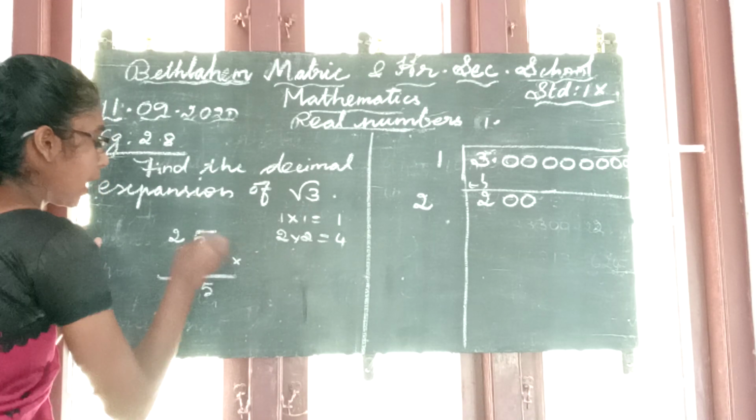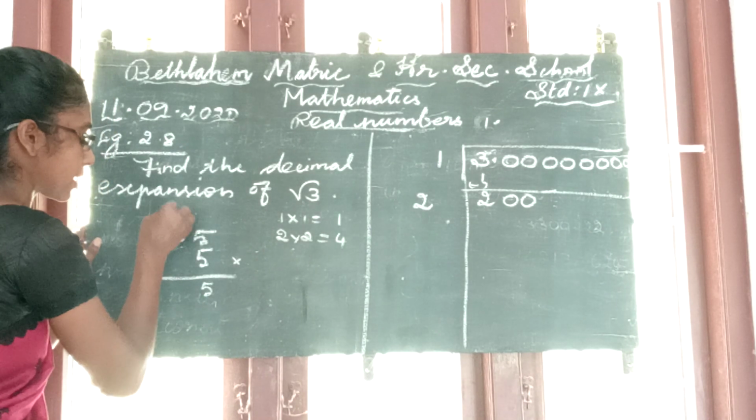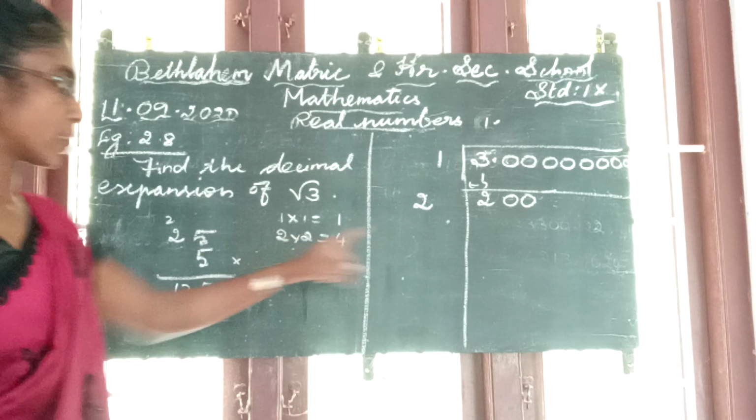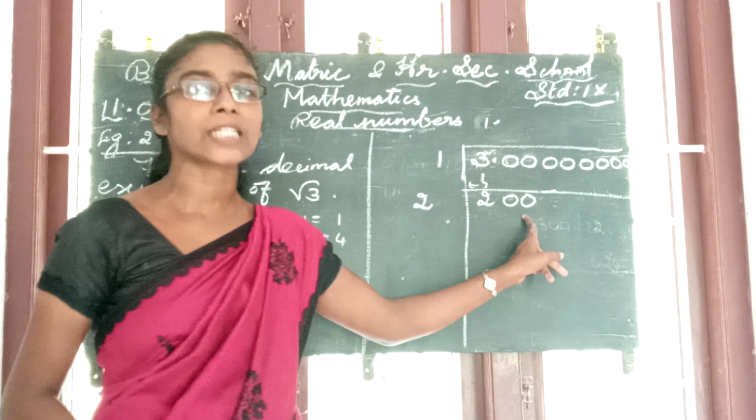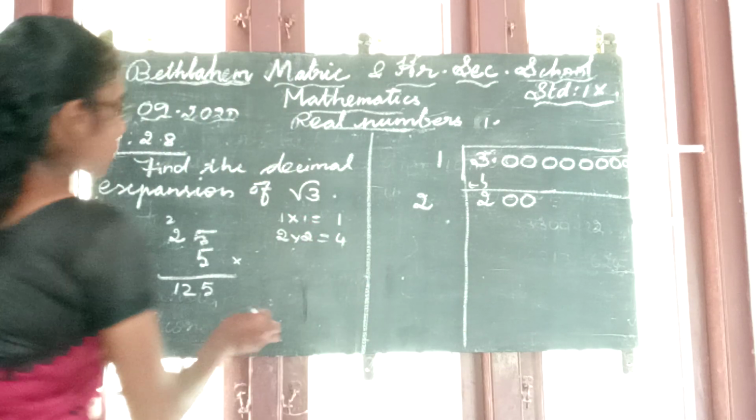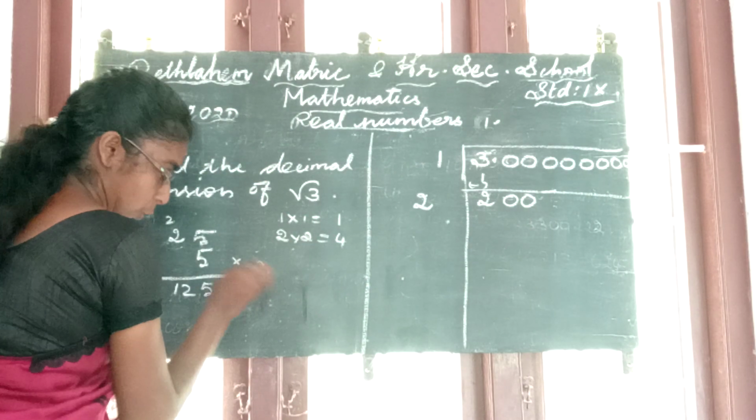25. 5 5s are 25. 2 balance. 5 2s are 10, 12. Now you see, check it. 125 is less than 200. So we can go for a larger number.